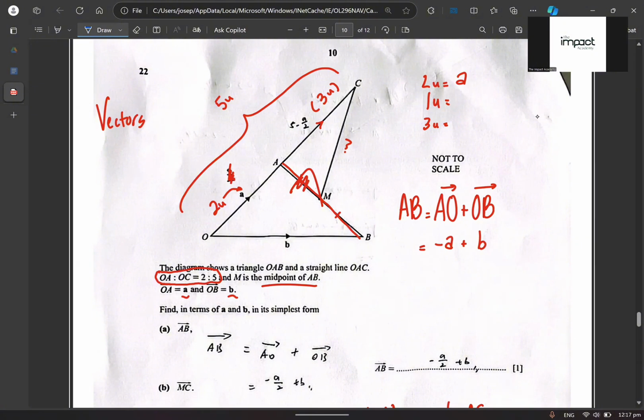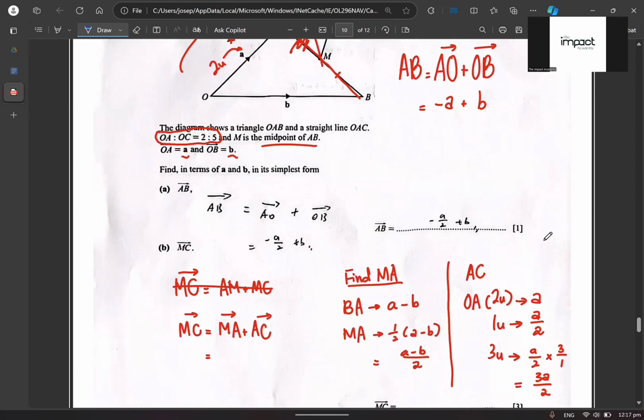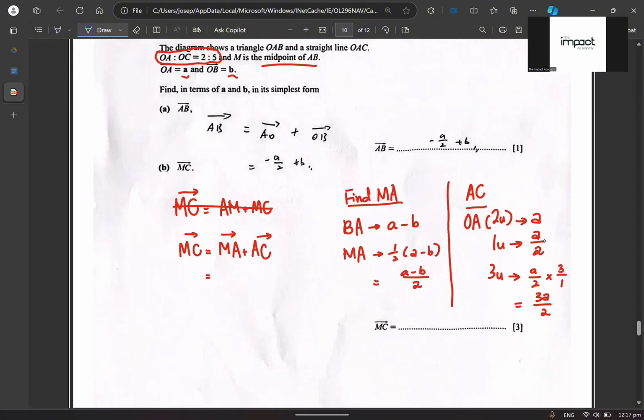So 1 unit is what? Tell me what is my 1 unit? A divided by 2. What is my 3 units? 3A over 2. Can? You understand? You sure? Confirm? Okay, so 3 units is 3A over 2, which is my AC already, okay? All right, so I have my MA, I have my AC. What can I do? Just plus them.